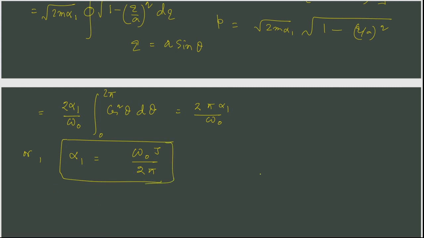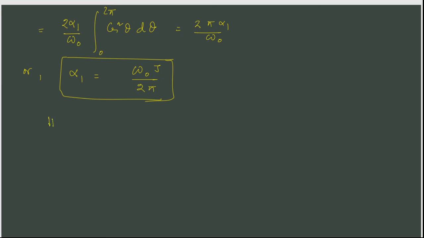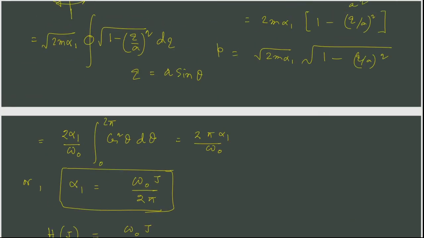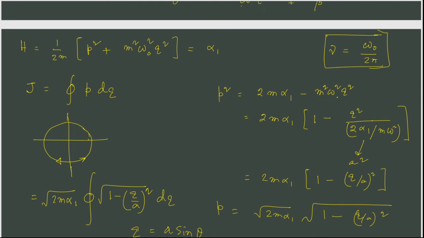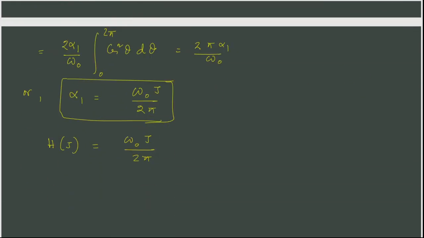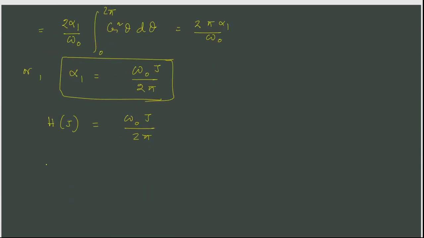So you see, alpha 1 being the total energy, the Hamiltonian as a function of J is simply omega naught J by 2 pi. Right, we missed this omega naught here everywhere. Yeah, okay, let's correct it now. So that's it, which means the frequency that we wanted to calculate, we get as a simple partial derivative with respect to J, and that is equal to omega naught by 2 pi, exactly what we wanted to calculate.